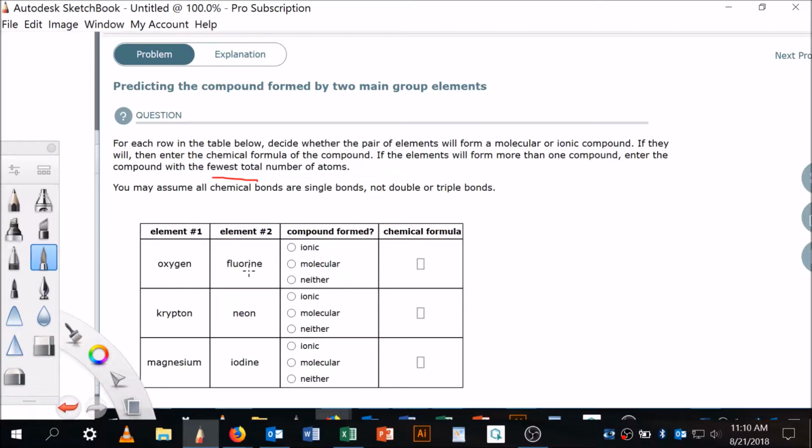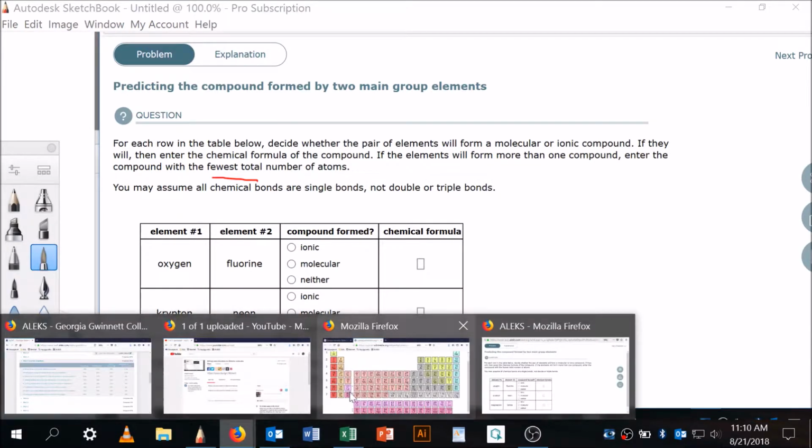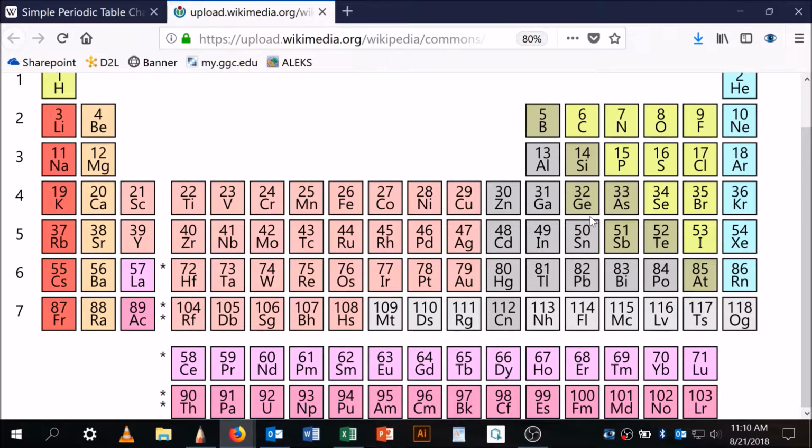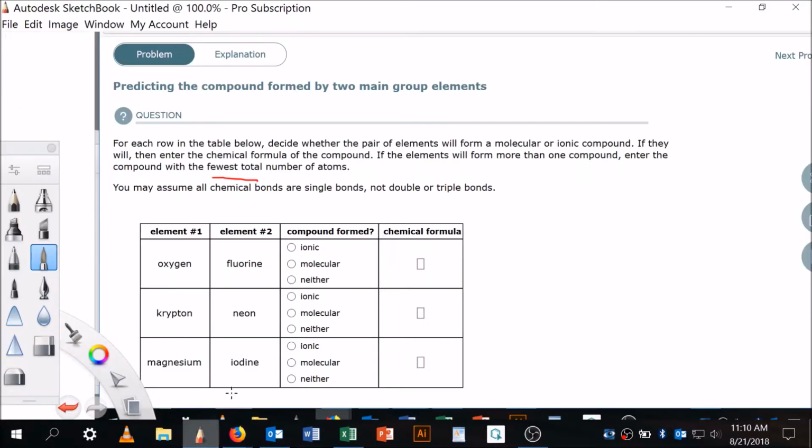Okay, so oxygen and fluorine. The first thing I'm going to do with each one of them is go to my periodic table and find oxygen and fluorine. So oxygen and fluorine are both here. So those are both nonmetals. Since they're both nonmetals, I'm going to write that down there, okay?